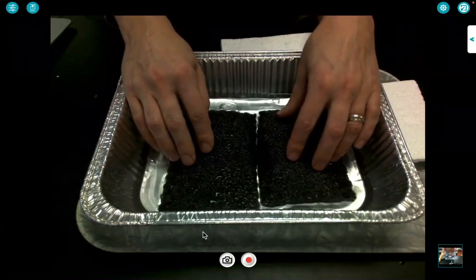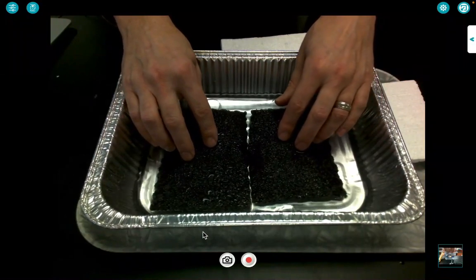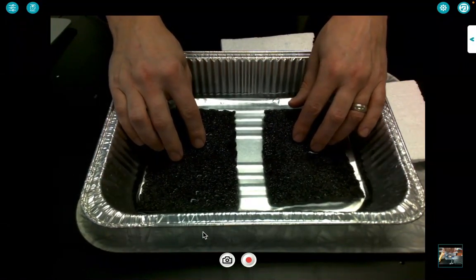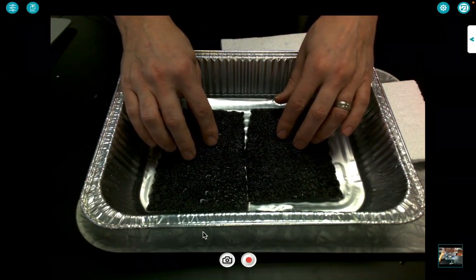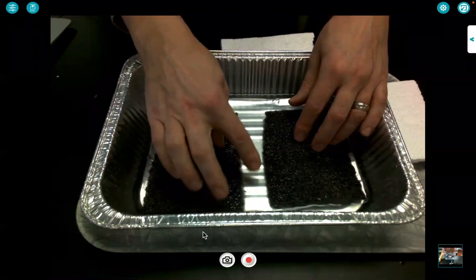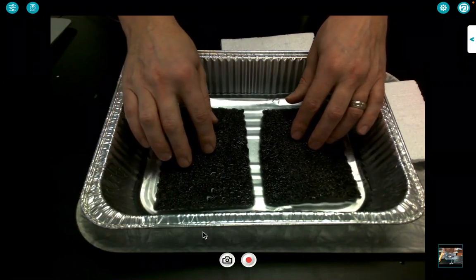We want to have them pull away. So I'm going to put them together, separate them, very much like the other ones. Put them together. This is what I want to see now. I want to see them separate. Again, we have some magma or water in the middle.